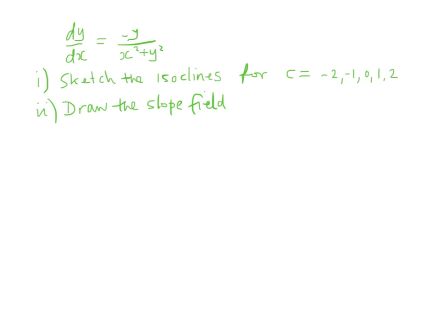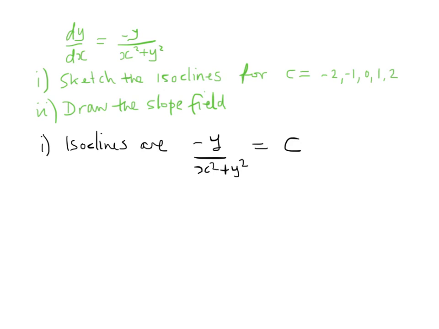Okay, so we have this example, this differential equation, and there are two parts to the question. Sketch the isoclines for different values of the constant, minus 2 to 2, and then draw the slope field. Okay, so first things first. We know that isoclines are where the derivative is constant, so minus y over x squared plus y squared equals a constant. There we go. So we set dy by dx equals a constant, and now we're going to rearrange this.